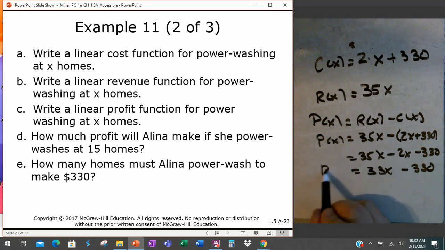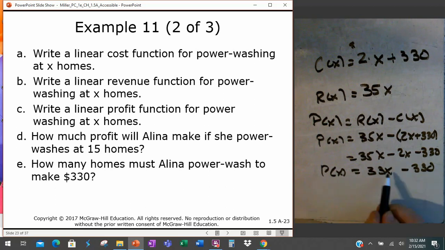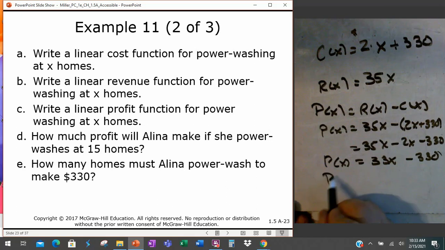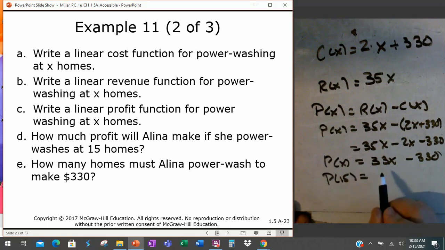So that's our profit function. Tell me how many houses, and we'll see if she's made a profit. If she's only done one house, she's actually still in the hole. She needs to do a number of houses before she's made a profit. It's asking us, what does that look like when she's done 15? 33 times 15 minus my 330.